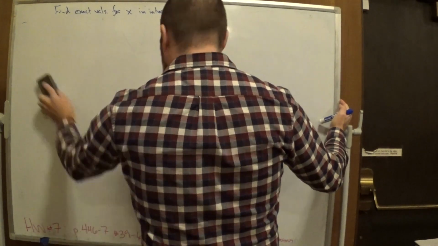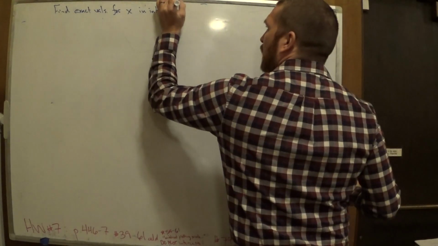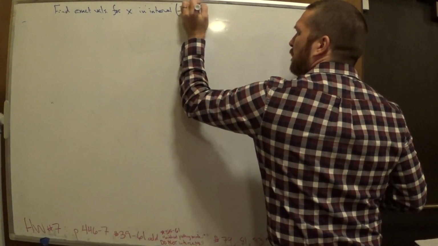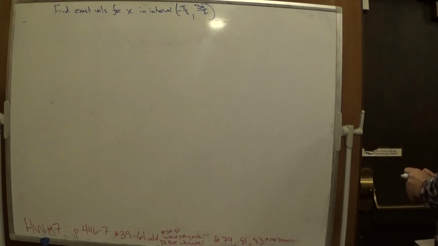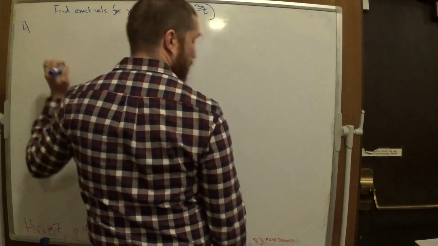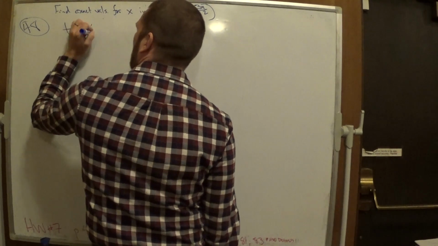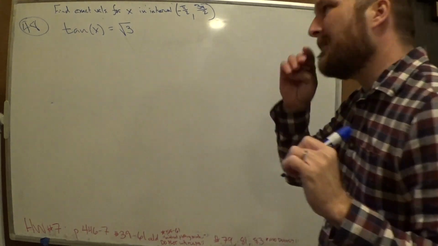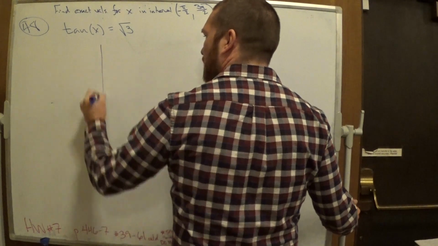So, now the interval has changed to negative pi over 2 up to 3 pi over 2, not inclusive. And we want exact values where, and this is number 48 from your book, we're looking for where is tangent of x equal to the square root of 3. What's the first thing I want to do? Draw tangent. Let's graph it, right? And I'm going to graph it on the interval it tells me to.